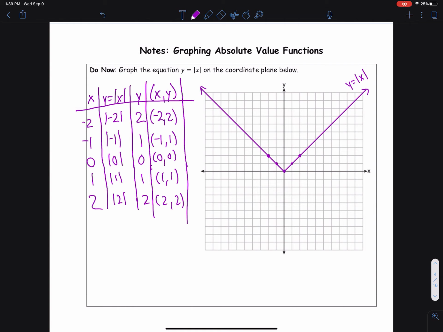And that's how you graph y equals absolute value of x. Just plug in points for x, figure out their y, and plot those points. Absolute value equations have the V shape.